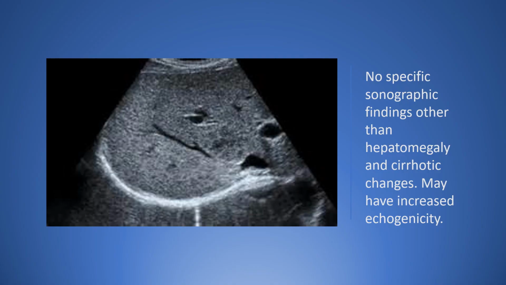Now, the thing about hepatomegaly and cirrhotic changes and even increased echogenicity is that they are not specific to hemochromatosis, right? We've talked about those same sonographic findings in most of the diffuse disease processes. So you're not going to be able to say this is hemochromatosis simply by the way the liver looks sonographically.